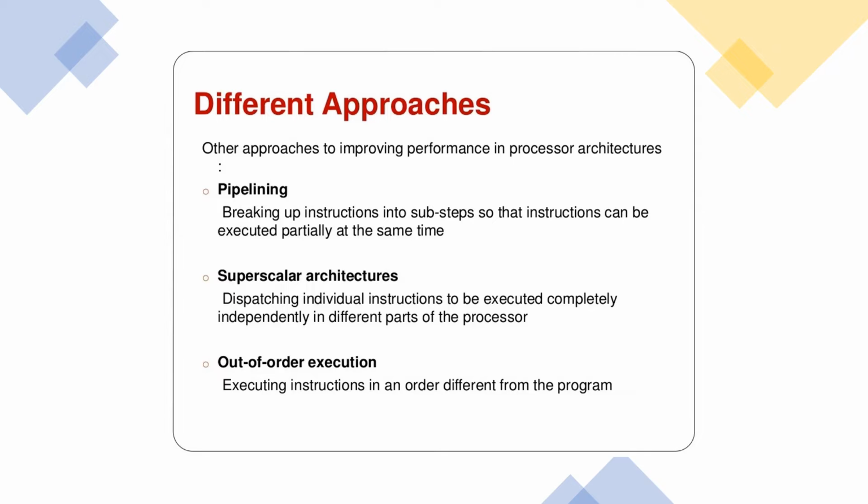Now I am going to give an overall meaning of pipelining, superscalar architecture, and out of order execution. The first is pipelining: breaking up instructions into sub-steps so that instructions can be executed partially at the same time. That is the meaning of pipelining. The second is superscalar architecture: dispatching individual instructions to be executed completely independently in different parts of the processor. That is the overall meaning of superscalar architecture. And the third, but not the least, out of order execution: executing instructions in an order different from the program. That is the meaning of out of order execution.